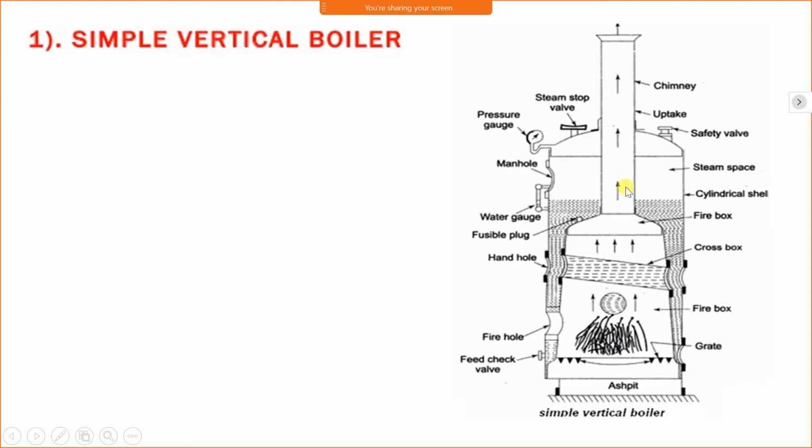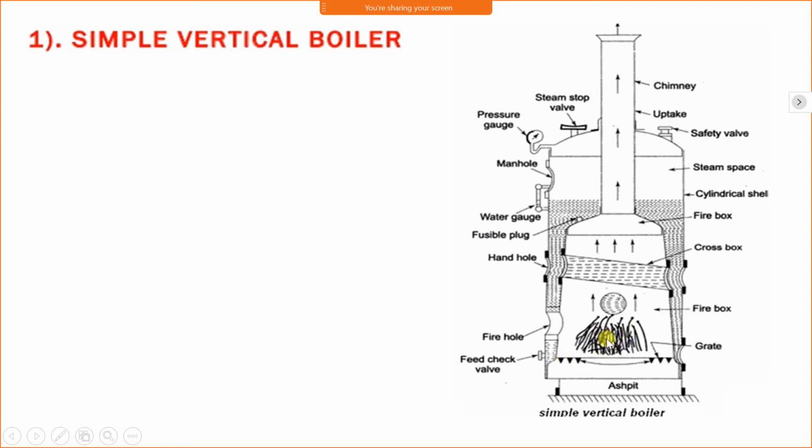Then the simple vertical boiler. You can see it is a simple vertical boiler. A simple vertical boiler consists of a cylindrical drum inside which there is a cylindrical furnace. In the lower portion of the furnace, here you can see the ash pit. The ash pit is an area where ash is collected. The lower portion of the furnace is a grate. A grate is a net type structure on which fuel is supplied.